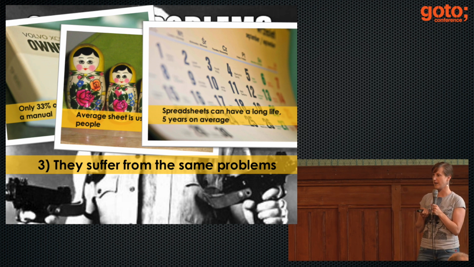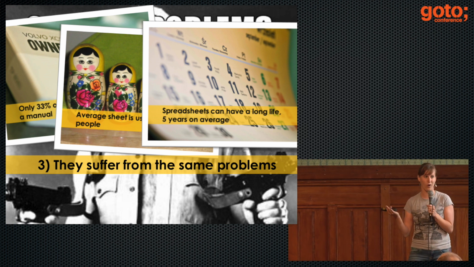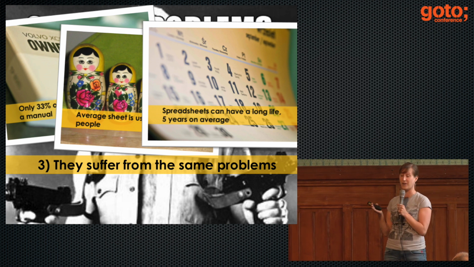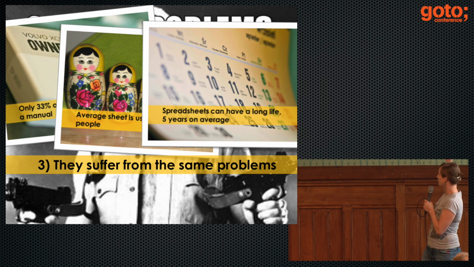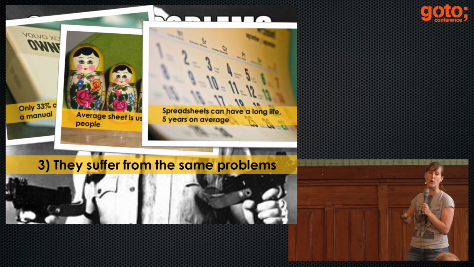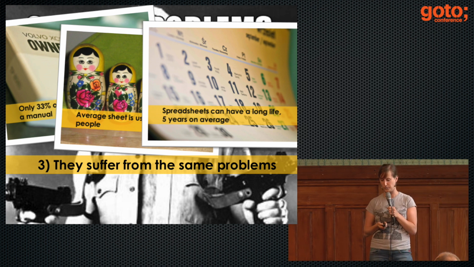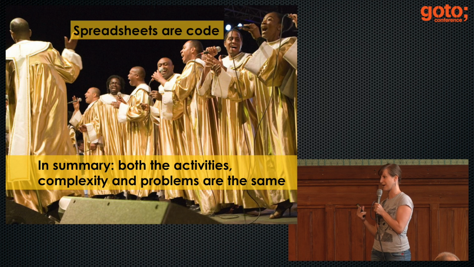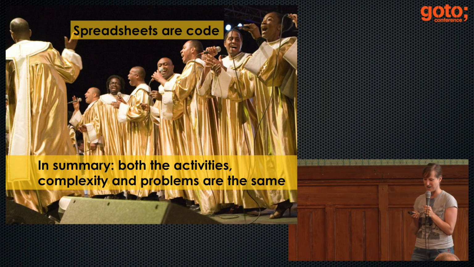In those days, everyone was an end user. There were no software engineering degrees yet. There were no tools. Everyone was just building their own stuff. And then software suffered from those problems as well, and spreadsheets still do today. So in summary, the activities, the complexity, and the problems surrounding spreadsheets are the same as software. So spreadsheets are code. There's no denying it anymore.